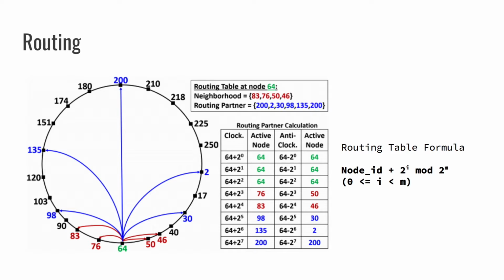Take node 64, for example, the green node down here. It's responsible for keys with IDs from 50 to 64, because 50 is the node ID of the immediate predecessor. Each node has a routing table which is generated using the formula ID plus 2 to the ith power mod 2 to the mth power, with i being between 0 and m minus 1, which is 7 in this example.